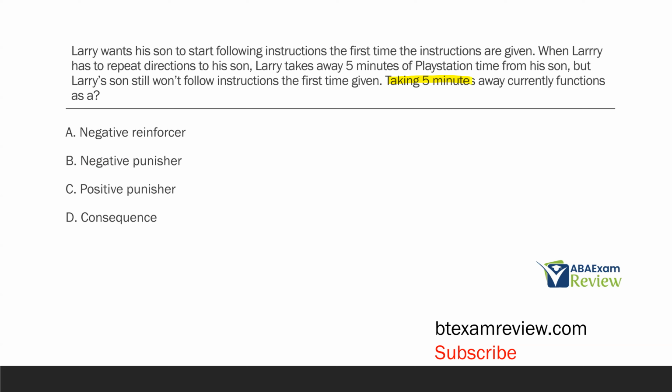information on what happens following the 5 minutes. Because remember, with the consequence, we're always looking at future behavior. How is future behavior changing? And Larry wants his son to follow instructions. That's our behavior. Whenever he has to repeat directions, that's when he takes away the 5 minutes. However, Larry's son still won't follow instructions. So despite the consequence of taking away the 5 minutes, Larry's son's behavior hasn't changed at all. And so if a consequence isn't changing the behavior, we don't know if it's a reinforcer or a punisher.